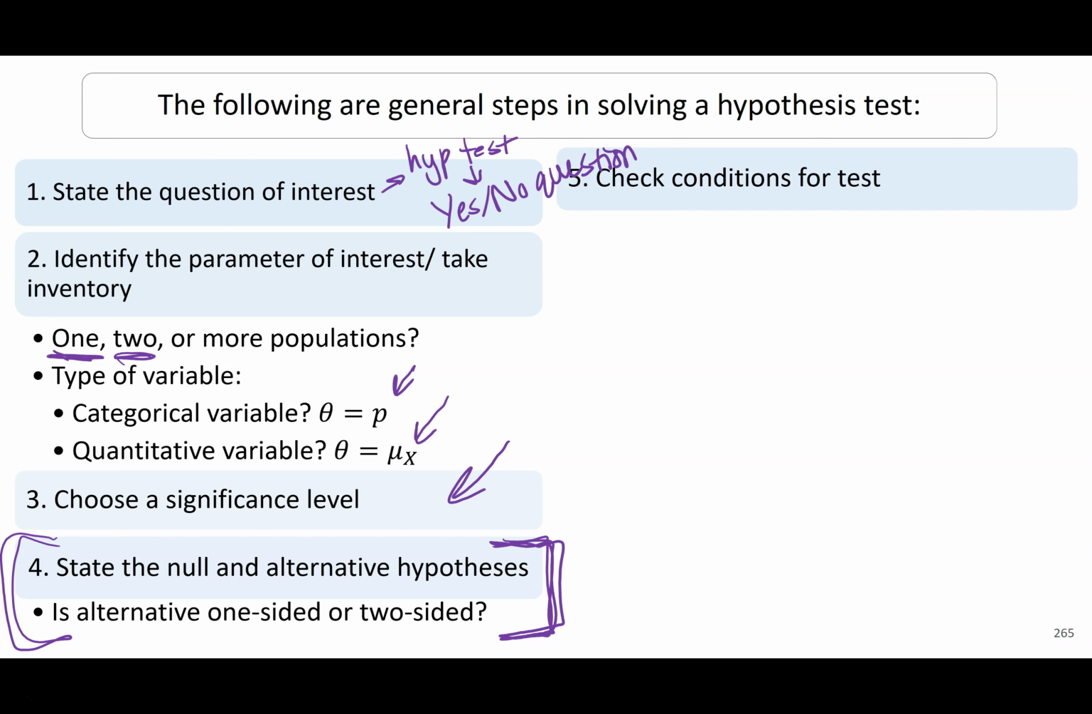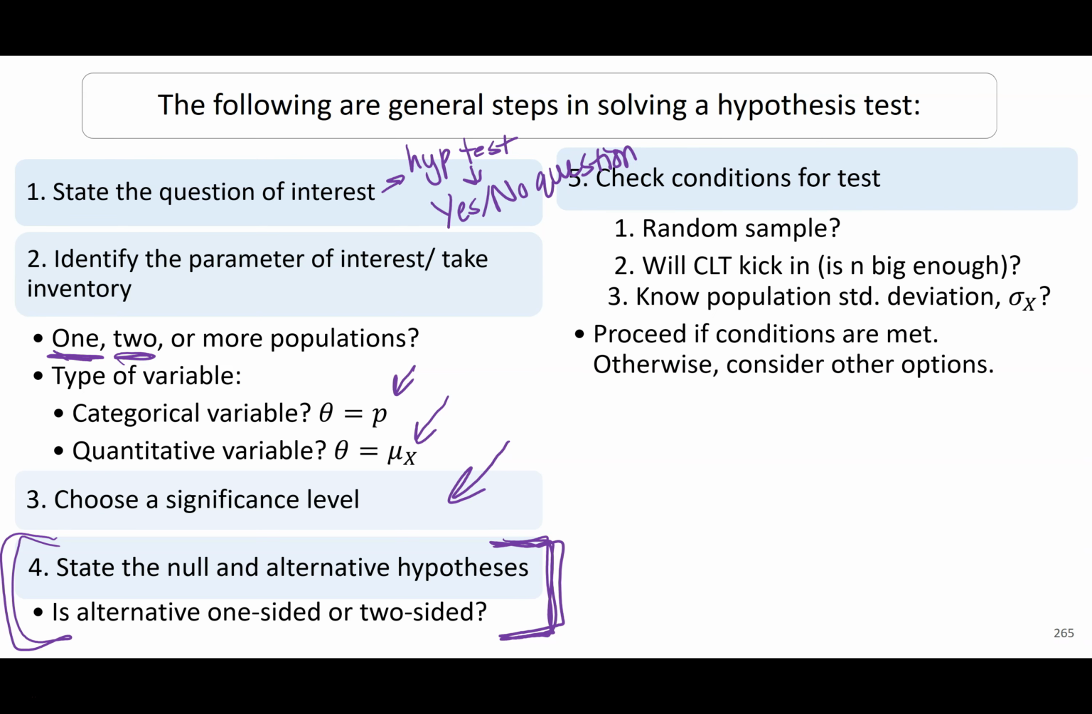5, check the conditions for the test. They're going to be really similar to checking the conditions for doing the confidence interval. So was it a random sample? Can we count on the central limit theorem kicking in for the sampling distribution of x bar, AKA, is n going to be big enough? And for this week, if we want to use z methods, we want to know, do we know the population standard deviation sigma? If we do, go ahead and proceed. If we don't, there are other options that we can do.